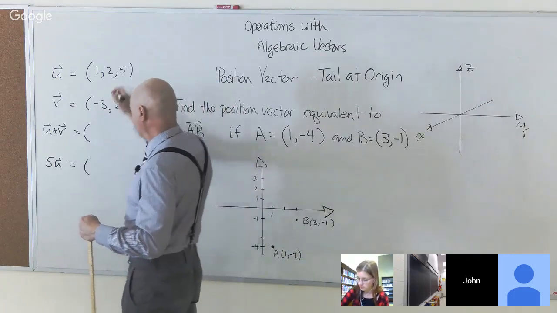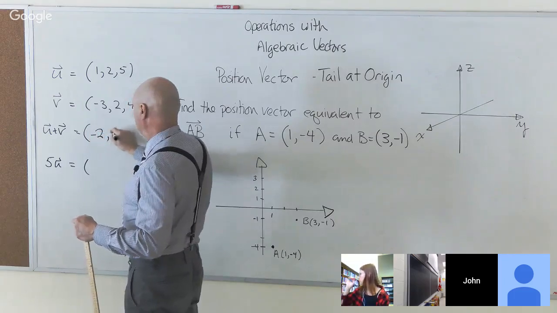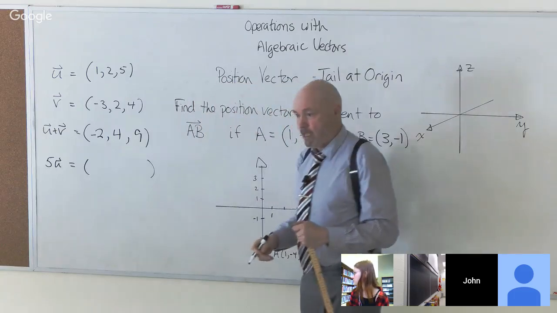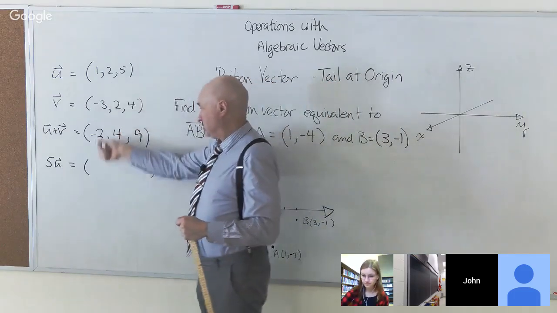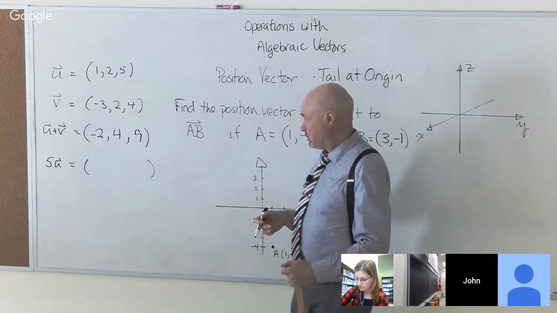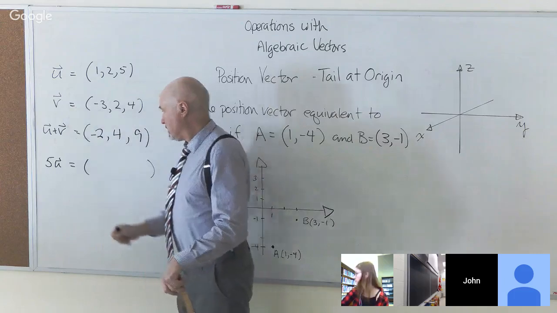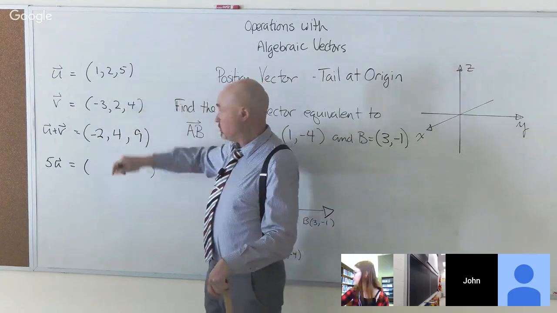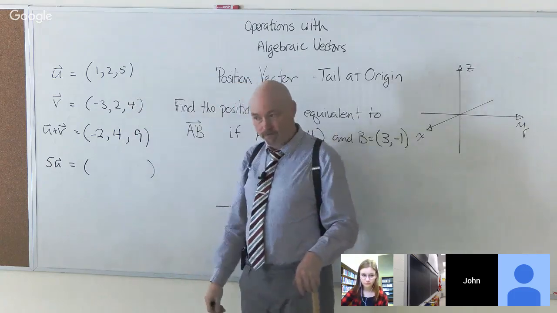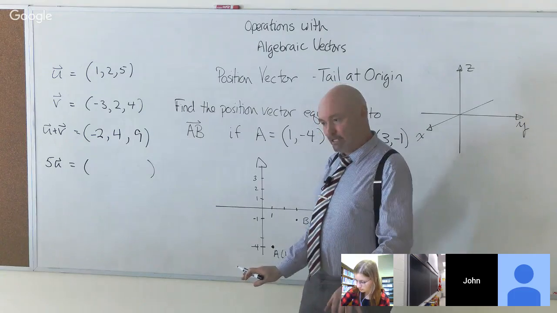Okay, so components are a beautiful thing. So u plus v is -2, 4, and 9. Okay, so yeah, just that, how easy is that? So yeah, the component approach wins every time. If this was u minus v, basically I'd just be subtracting coordinates, and so this would be 4, 0, and 1 if it was u minus v. So the components are really easy to deal with.